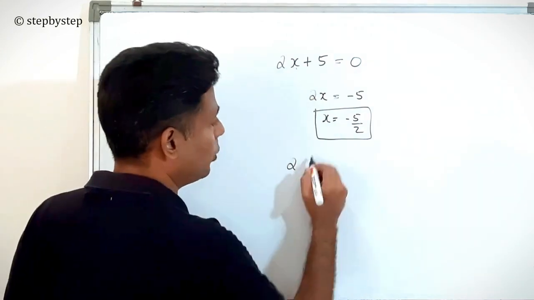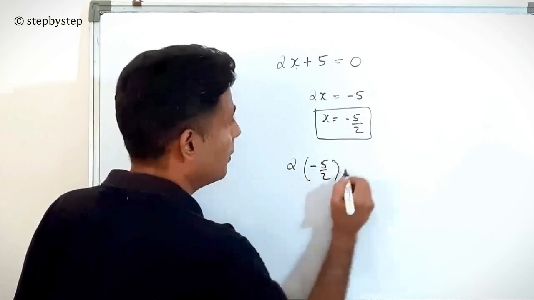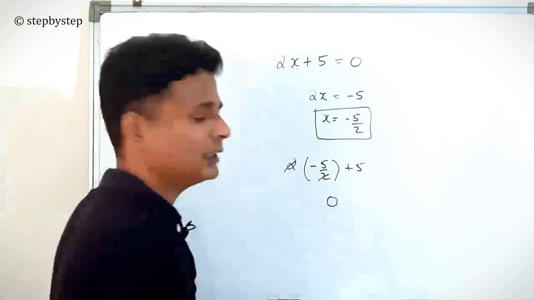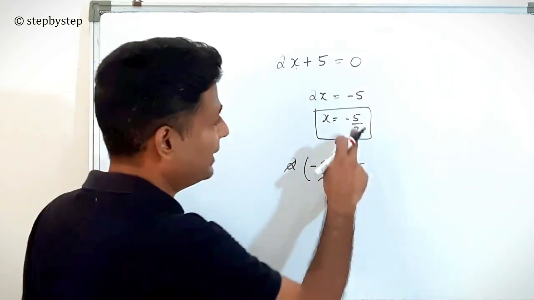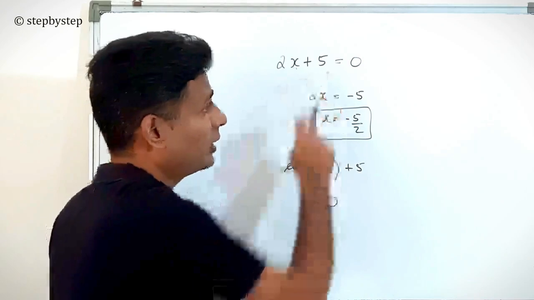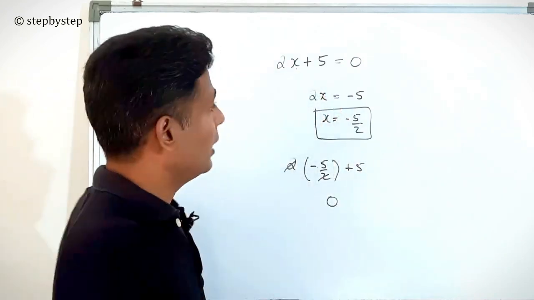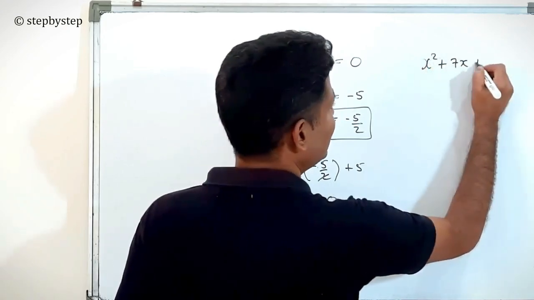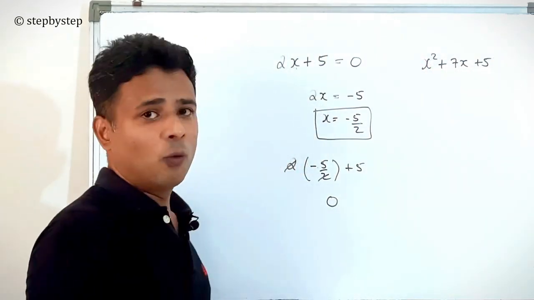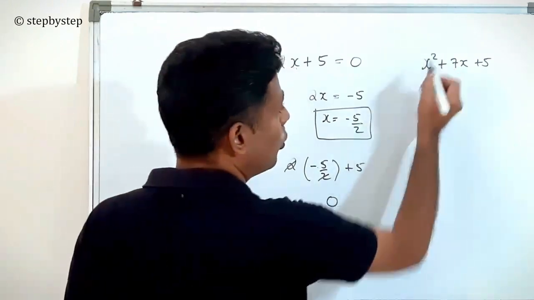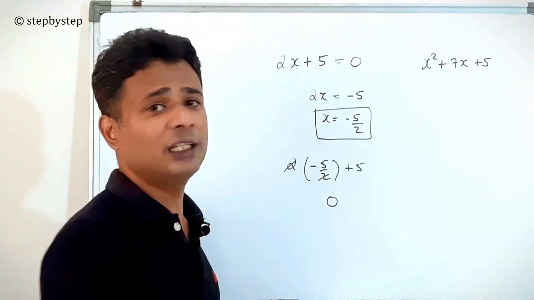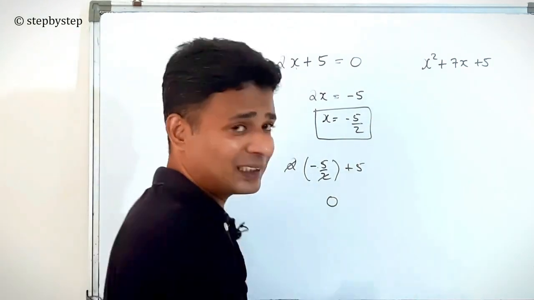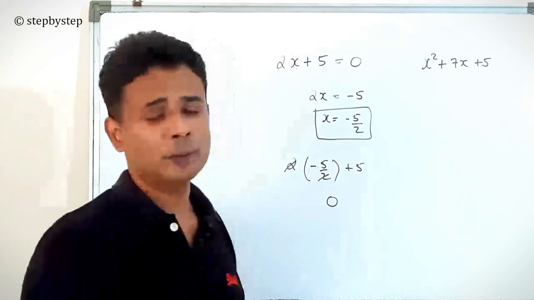So how do we do it? 2 into x, minus 5 by 2, plus 5, right? 2 and 2 cancel, we get minus 5 plus 5, which is equal to 0. Which means minus 5 by 2 is the zero of this polynomial. Now, what about this one? x square plus 7x plus 5. What is the highest power of the variable? 2, which means there are two zeros for this polynomial. You have two numbers which when you put instead of x, the whole thing will become 0.